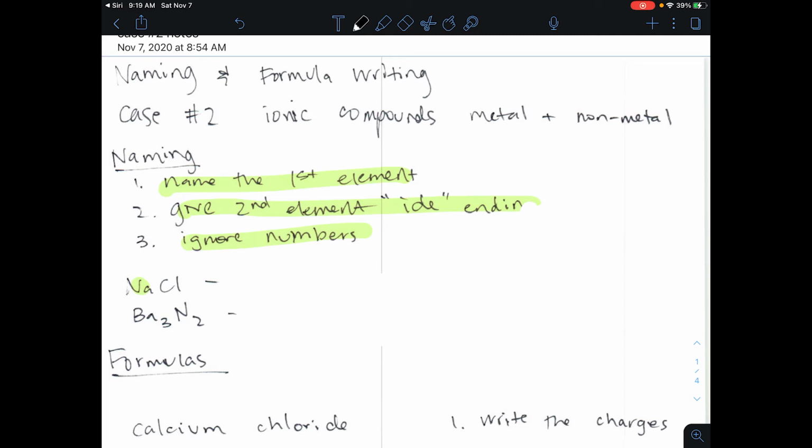So when you see something like NaCl, you name the first one as sodium, and then the second one is chlorine, but you give it an IDE ending, so you call it chloride. So that is called sodium chloride. That's table salt.